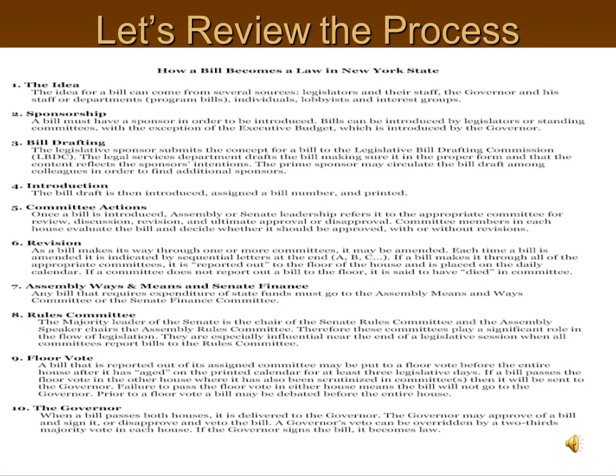Prior to a floor vote, a bill may be debated before the entire house. When a bill passes both houses, it is delivered to the governor. The governor may approve of a bill and sign it, or disapprove and veto the bill. A governor's veto can be overridden by 2/3 majority of a vote in each house. If the governor signs the bill, it becomes law.